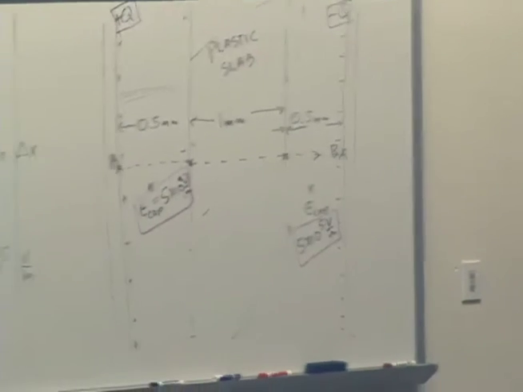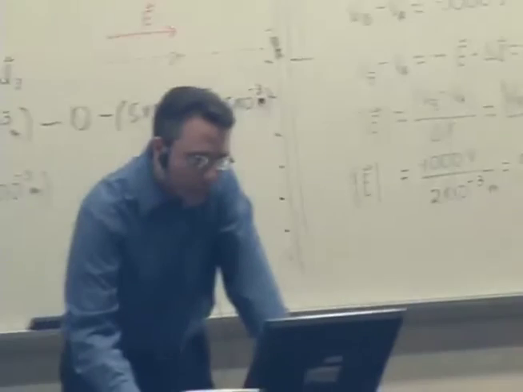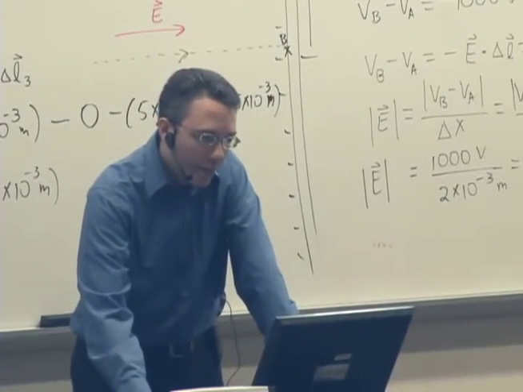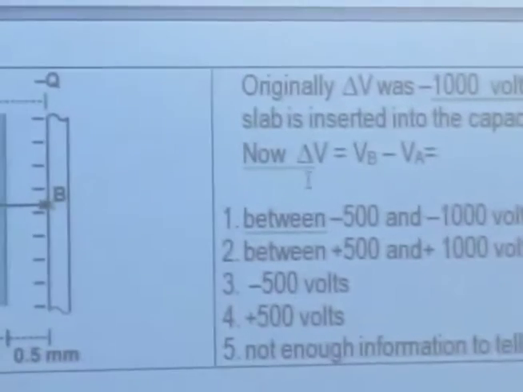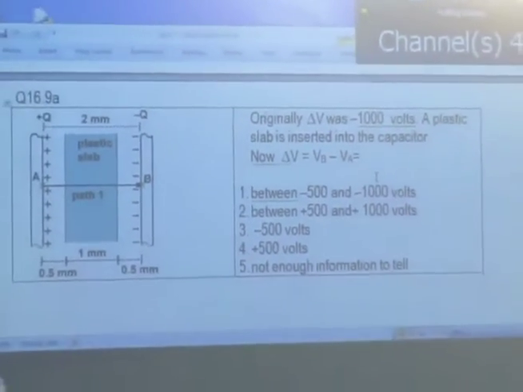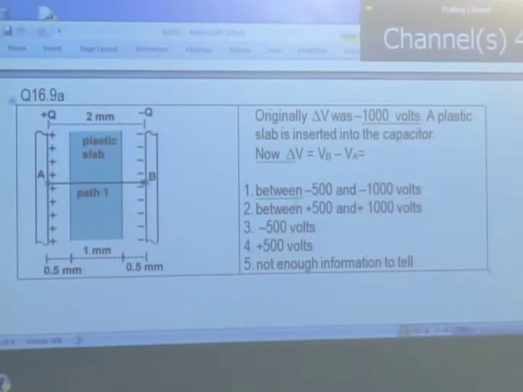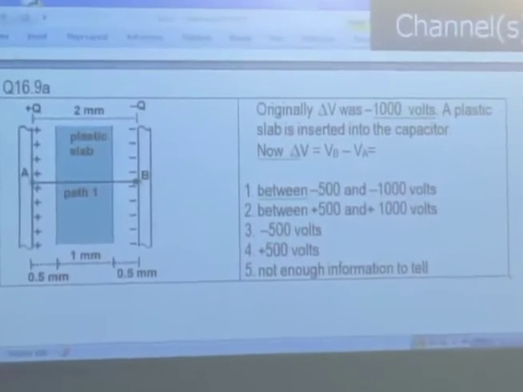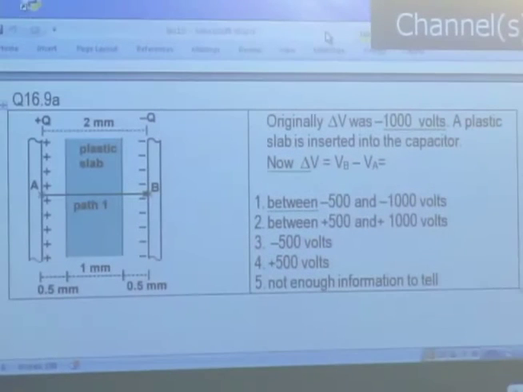Before we talk about it too much, let me skip this for just a second. Originally, we had a delta V without the slab in there of negative 1,000 volts, and then we insert the plastic slab. Just use your intuition. Take a guess. Talk it over. See what you think. What's the new potential difference going to be? We saw for when we put the metal slab in there, it went down to negative 500 volts. Is it going to be the same? Is it going to be different? How much different?